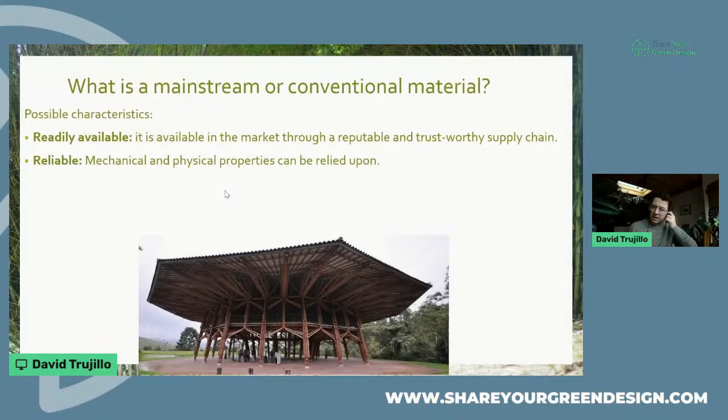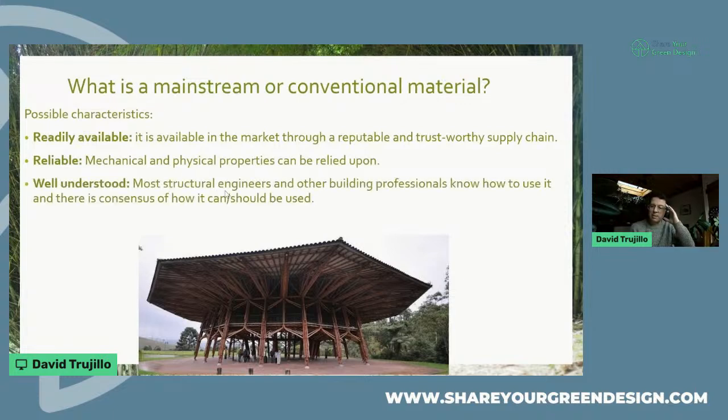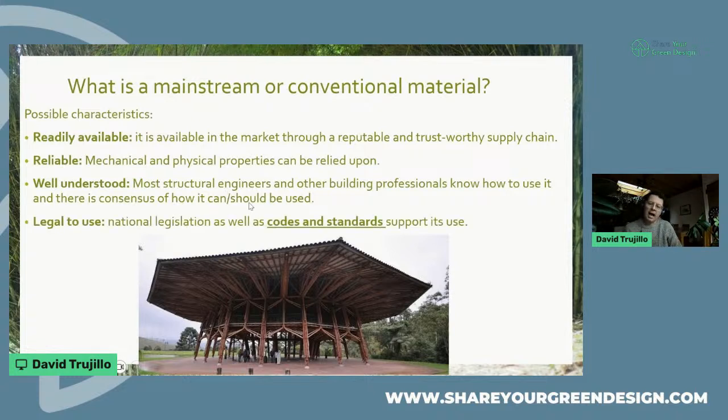Reliable. We need mechanical and physical properties that we know will work. We're not thinking it'll take this load and actually it will take less. It needs to be well understood. We need most structural engineers or other building professionals to know how to use it, and there is a consensus of how it can and should be used. We know things that steel can do, or concrete or timber, and we agree upon them. We don't have an expectation that they do something they can't. And it's legal to use, and we need national legislation as well as codes and standards to support its use.